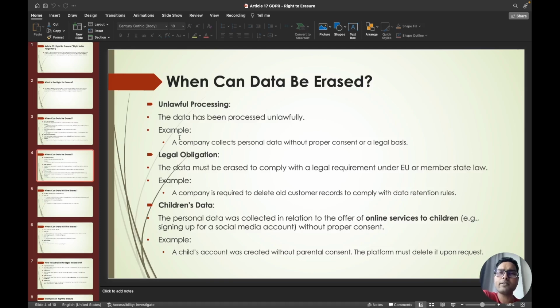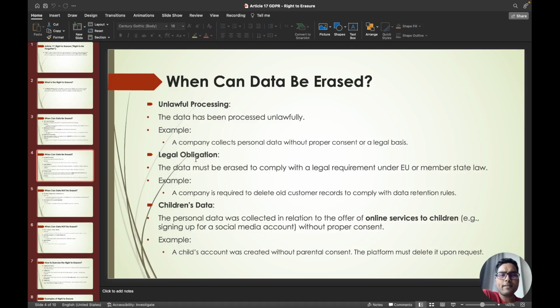This is a 100% case of unlawfulness. If the data is collected without the data subject's consent or any other legal basis, then we can say it is unlawful processing activity. Okay, now legal obligation. The data must be erased to comply with a legal requirement under EU or member state law.